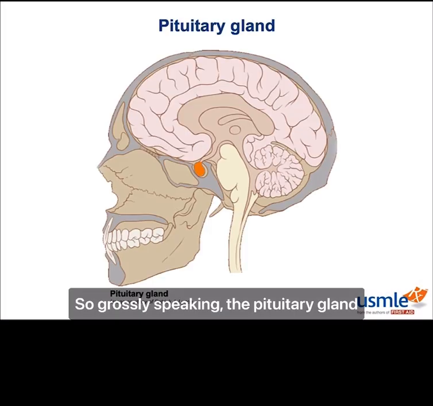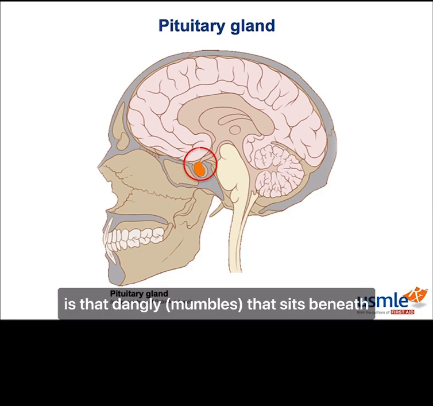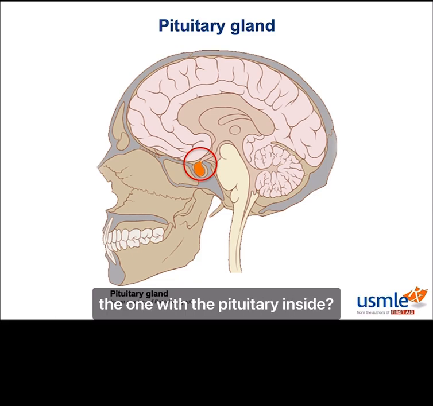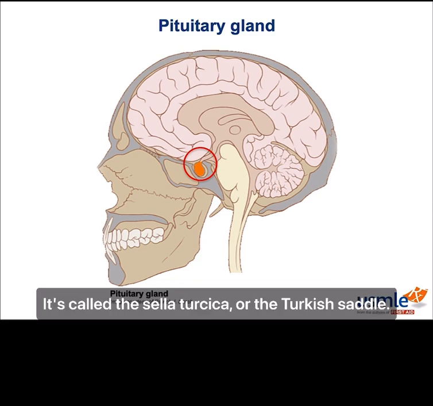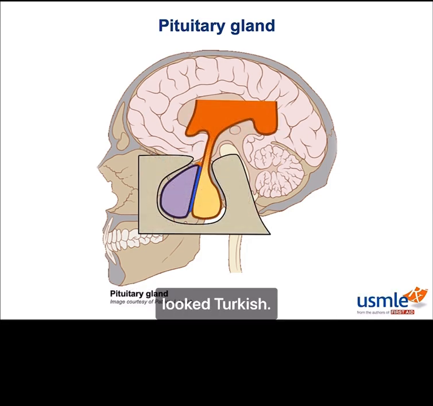So, grossly speaking, the pituitary gland is that dangly jobby that sits beneath the hypothalamus at the base of the brain. Remember what that part of the skull is called? The one with the pituitary inside? It's called the sella turcica, or the Turkish saddle. No idea why they thought the base of the skull looked Turkish.